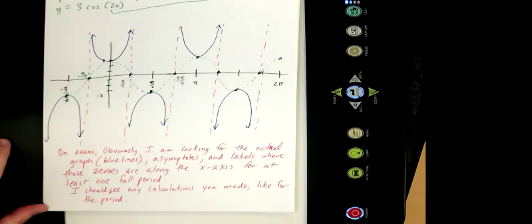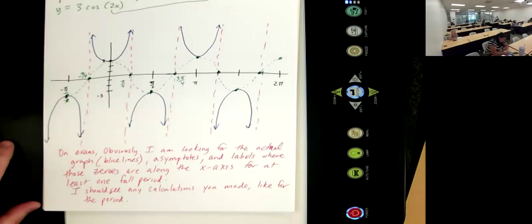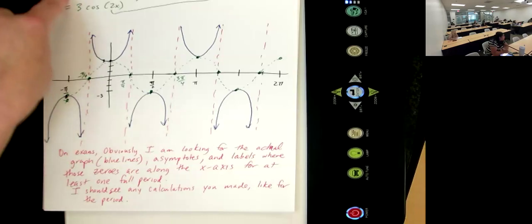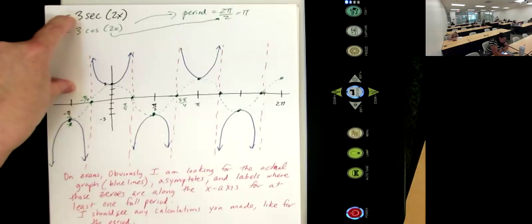Just curious, do we have to have the formula for each of the parabolas? No. The formula for the parabolas is the secant, that's the formula.